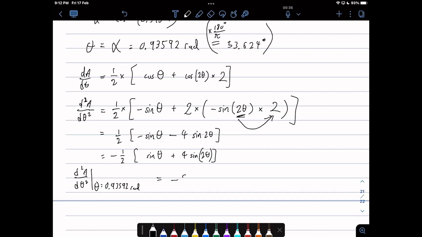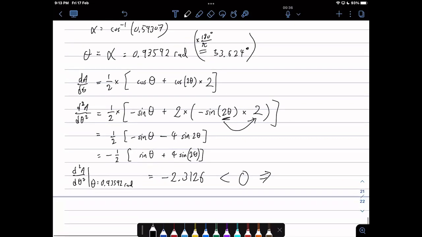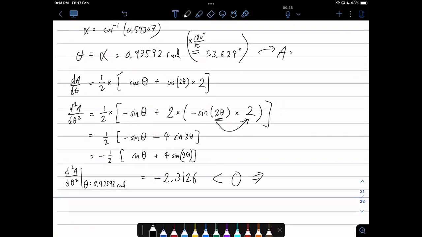Okay, and I get a negative 2.3126. Did you get that? So what's the conclusion? All right, I need to find the minimum point. Wrong. Wait, no, I mean maximum point. Maximum point. So A equals is maximum area.